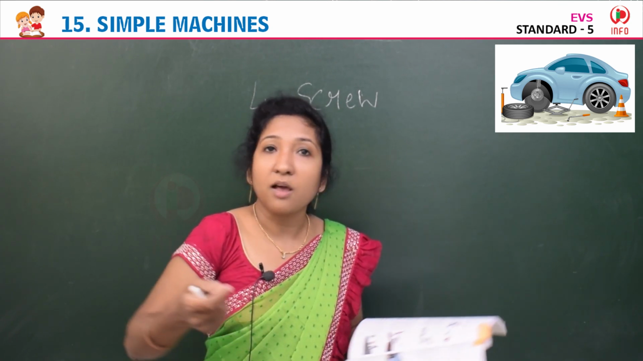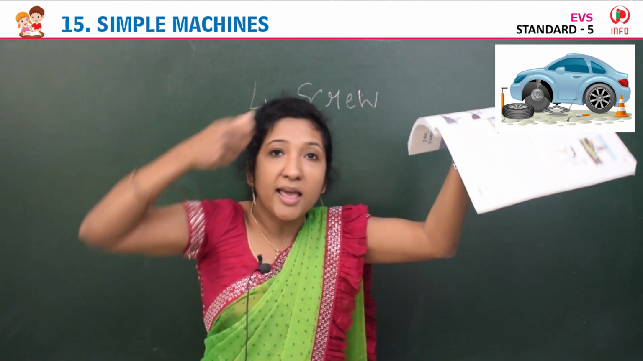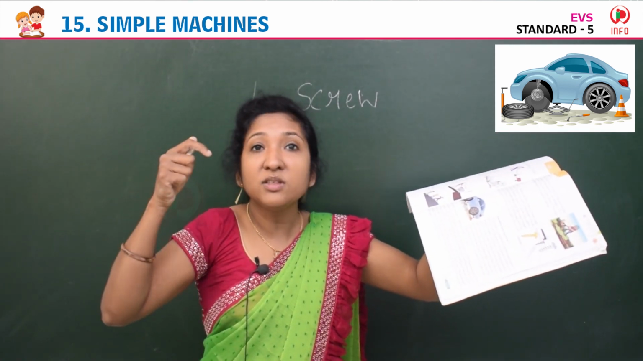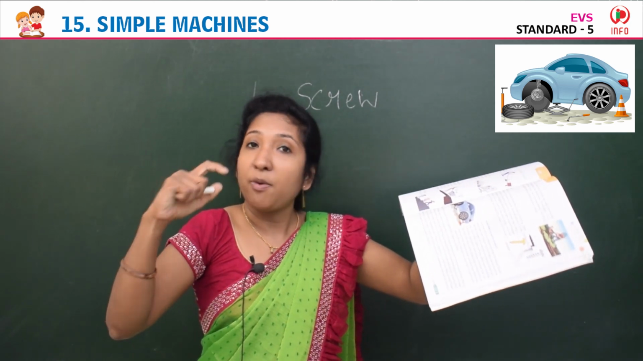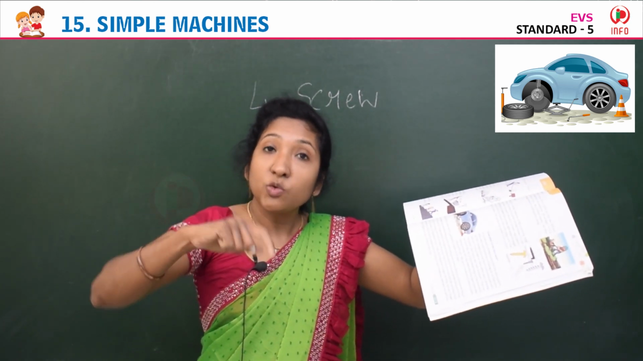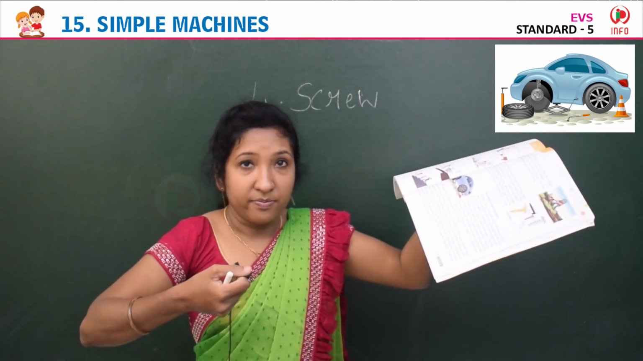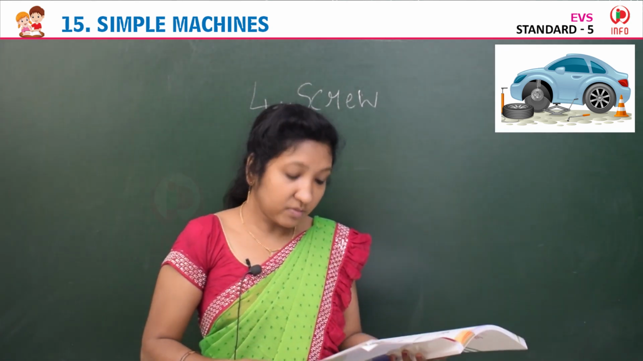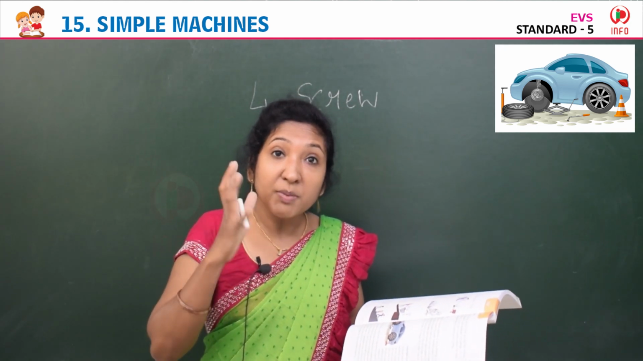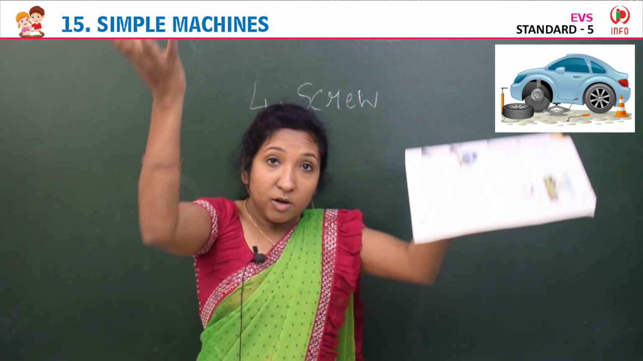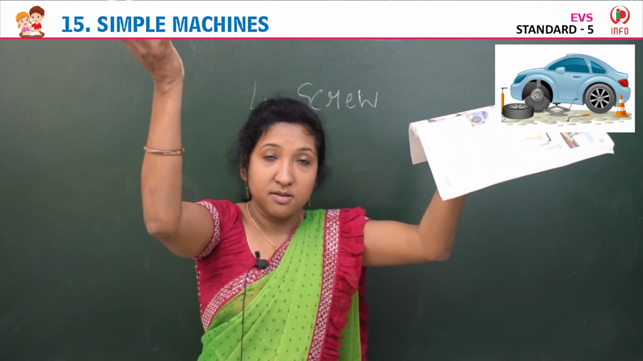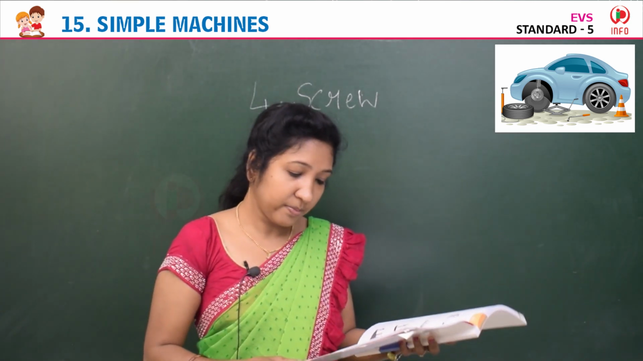How will they lift it? They can't lift the car up by hand and take the tire, isn't it? So there they use the screw jack. It is a type of simple machine that we use to lift the car to change the tire. So with less effort, with minimum effort, we can raise the maximum load. That is the use of the screw jack.